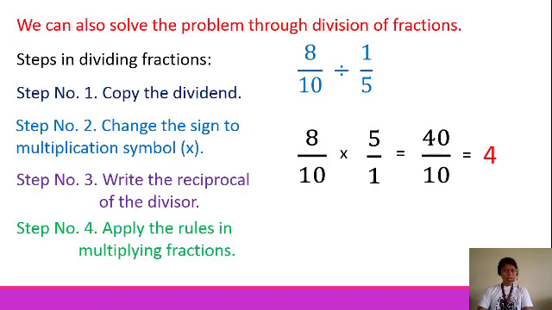So the last one, these are the steps. Remember the steps: copy the dividend, change the sign into the opposite sign, which is multiplication, and then the reciprocal of the divisor, and then apply the multiplication of fractions. You have numerator times numerator, denominator times denominator, and then reduce your answer to lowest terms.